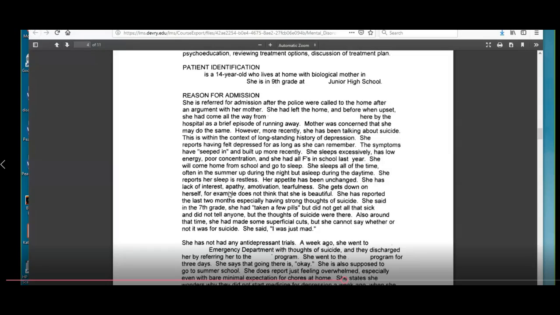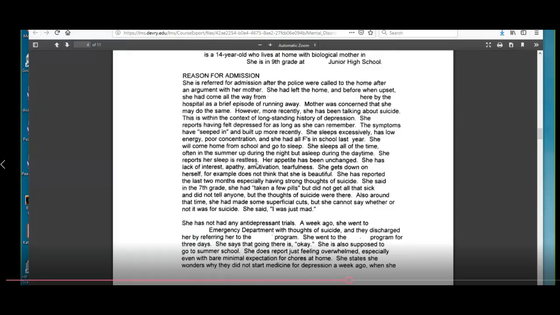She has lack of interest, apathy, lack of motivation, cheerfulness. She gets down on herself, for example. She does not think that she's beautiful. She has reported in the last 2 months especially having strong thoughts of suicide. She said in the 7th grade she took a few pills, but did not get all that sick and did not tell anyone, but the thoughts of suicide were there. Also around that time, she had made some superficial cuts, but she cannot say whether or not it was for suicide. She said, "I was just mad."